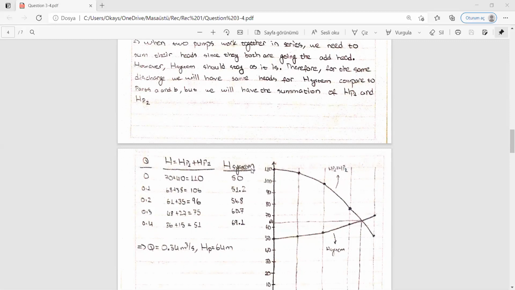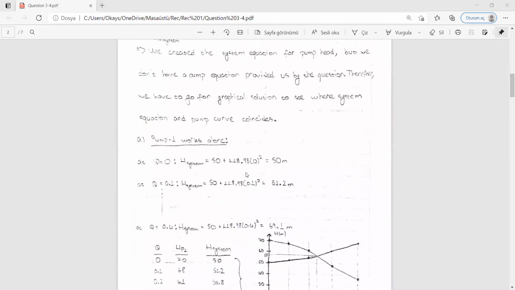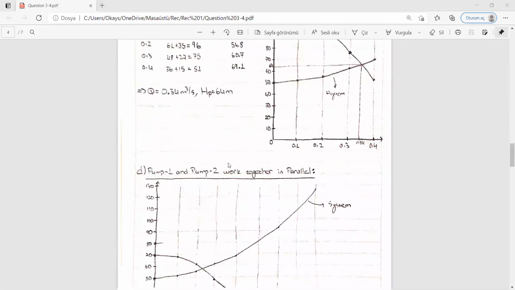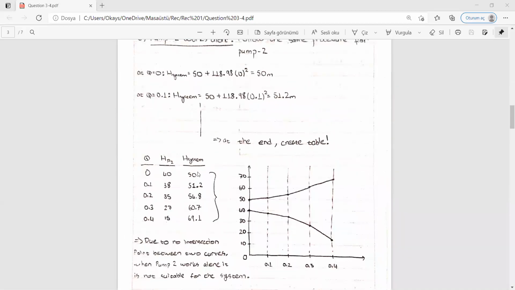However, the system equation is still the same because the system equation never changes, okay? Because you derive it from the energy equation. So it won't change. You will still have the same values, the same discharge values.